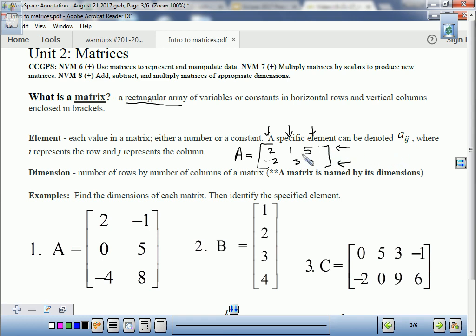Now, this element here, we would denote that element being in row 1 because it's the top row and it's the 3rd column, so it would be column 3. So element A 1,3, row 1, column 3, is 5.